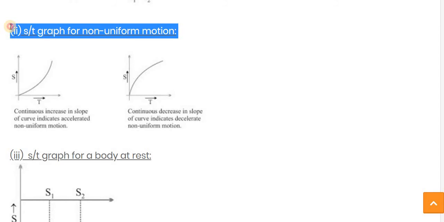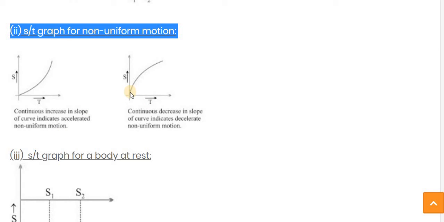Let's revise one more time. S by T means the distance versus time graph for the non-uniform motion. In such a condition, we get two kinds of graph. One is the accelerated graph, and the other one is the decelerated graph. When the time increases, the velocity of the object is also increased. So we get this kind of graph, the continuous increasing slope of the curve, which indicates the accelerated non-uniform motion.